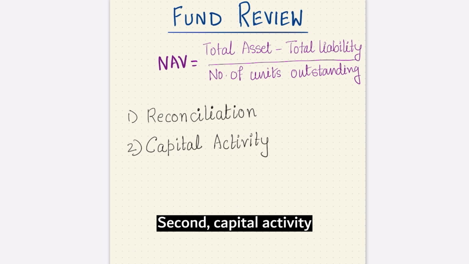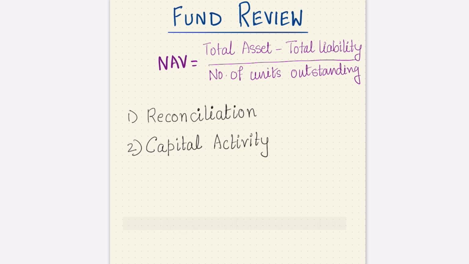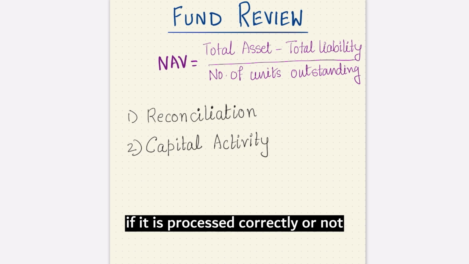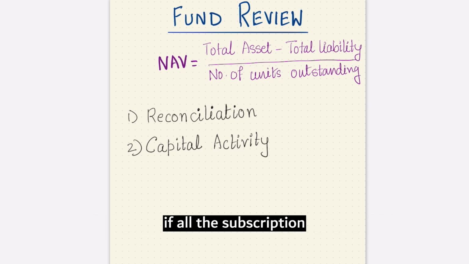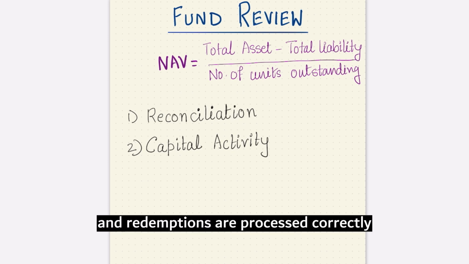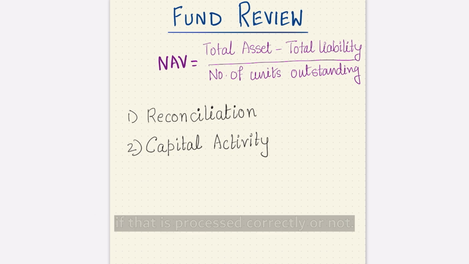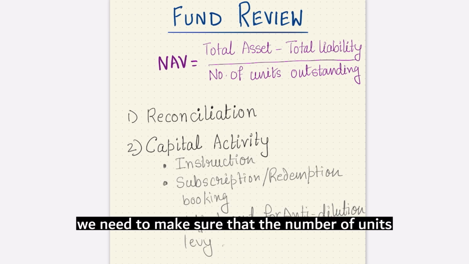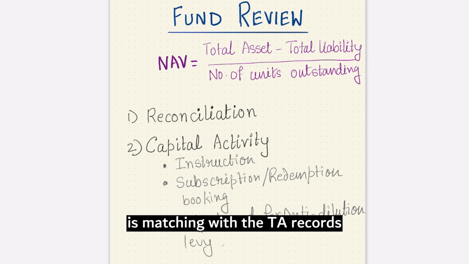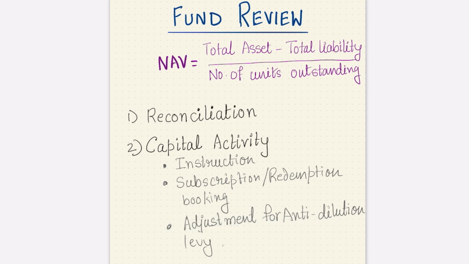Second, capital activity. Once the reconciliations are done, I generally move to capital activity, to check if it is processed correctly or not. There are a couple of things which we need to check properly. First, if there is any instruction for a capital activity, if all the subscriptions and redemptions are processed correctly, and also if there is any adjustment of share which is related to the dilution levy, if that is processed correctly or not. In capital activity also, we need to make sure that the number of units outstanding in the fund is matching with the TA records.